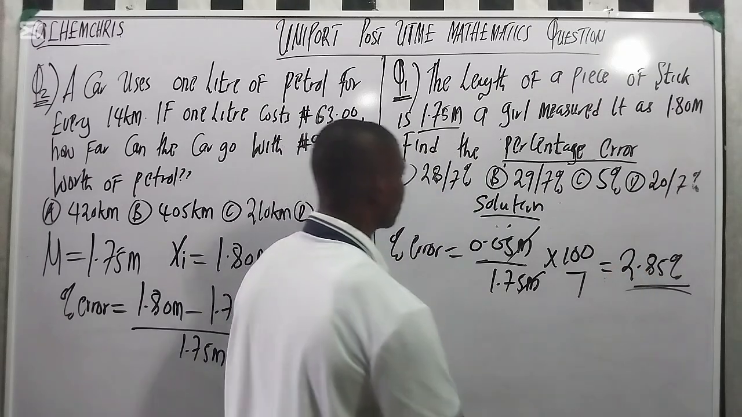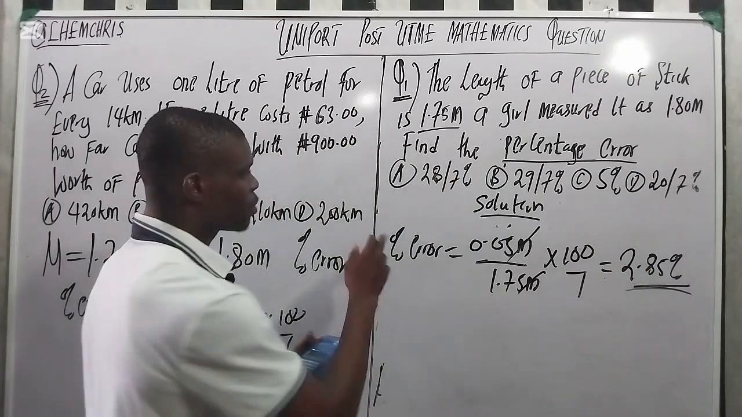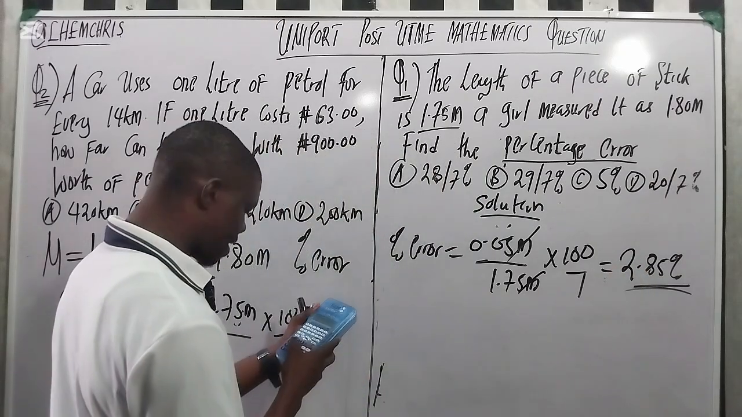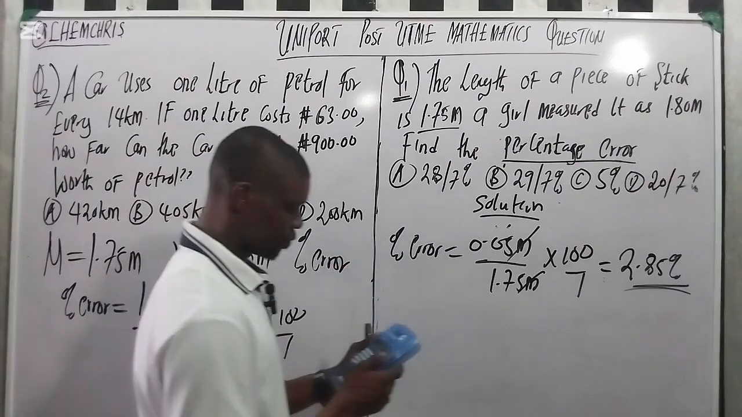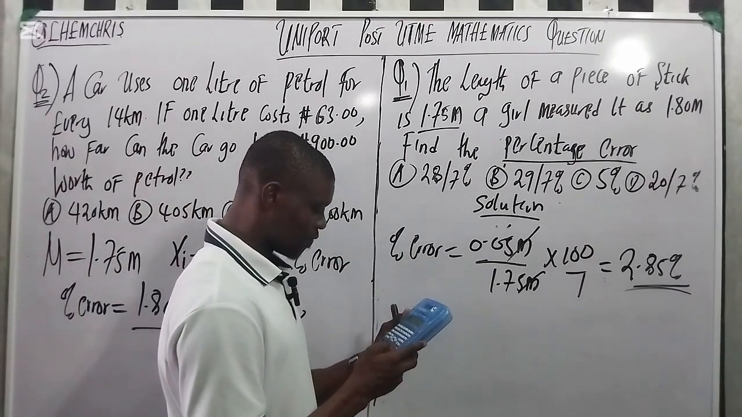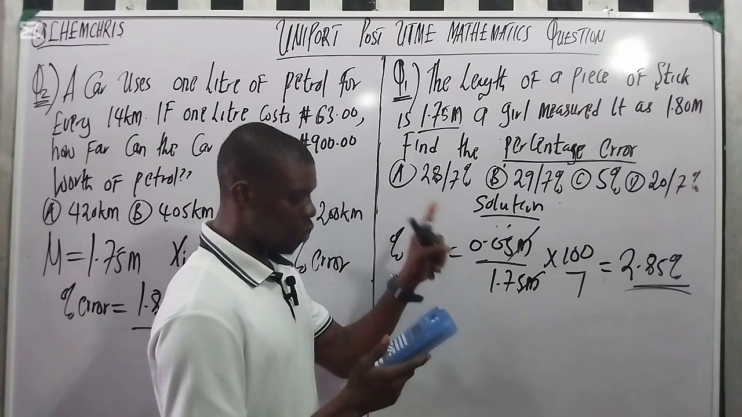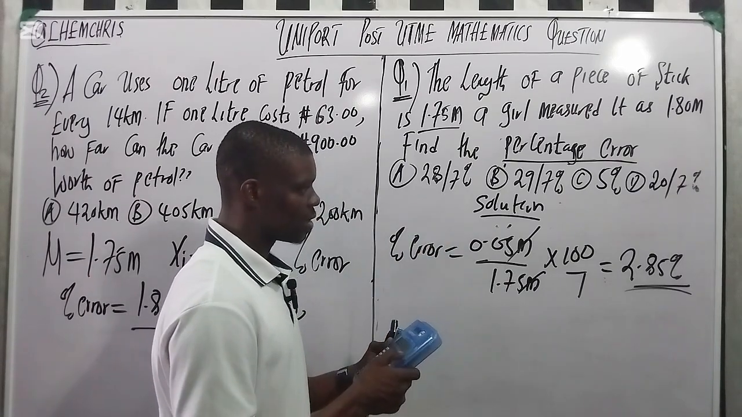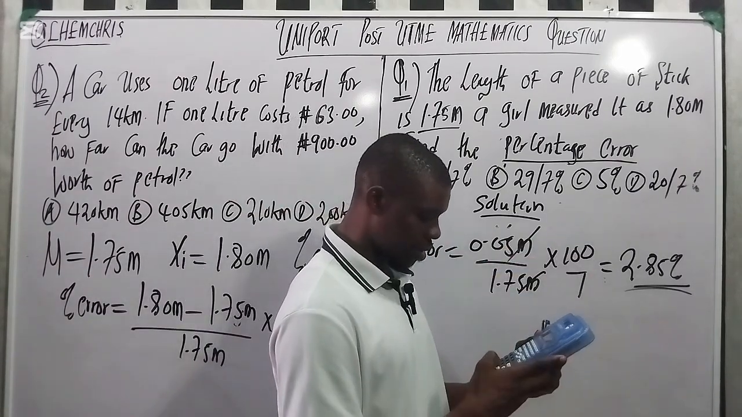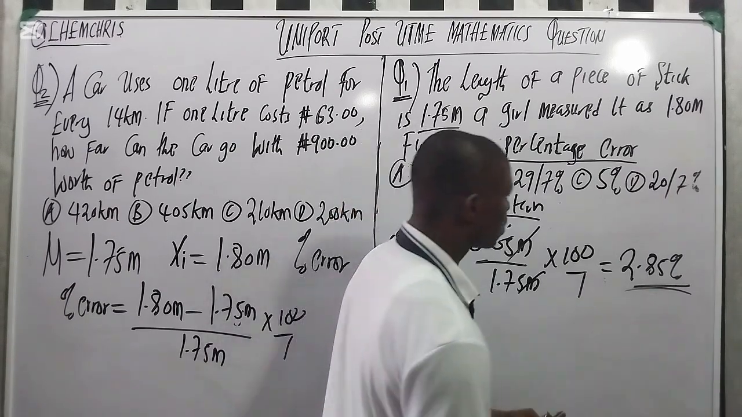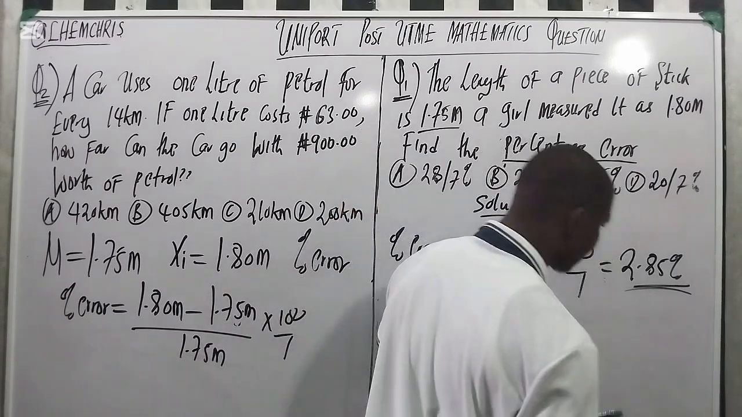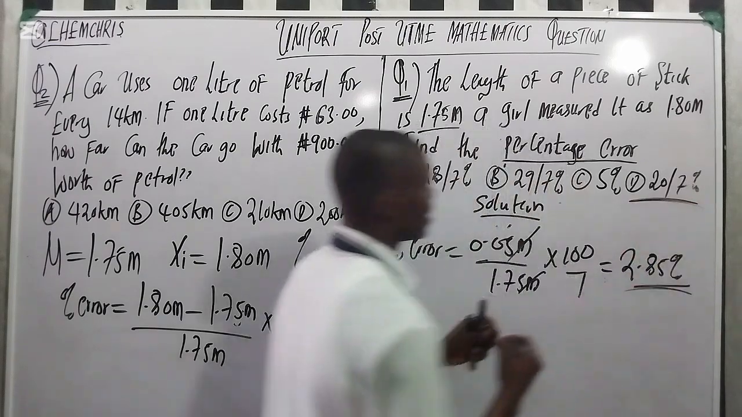So let's look at the options. 28 divided by 7, here we have 4. This is not the answer. Here we have 29 divided by 7, which is 4.14. That is not the answer. Here look at 20 divided by 7. Yes, this is the answer. So D is the answer.